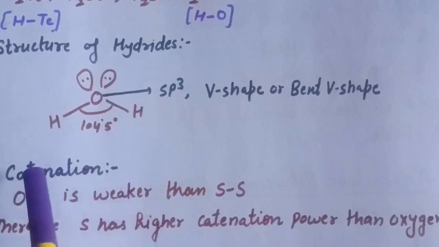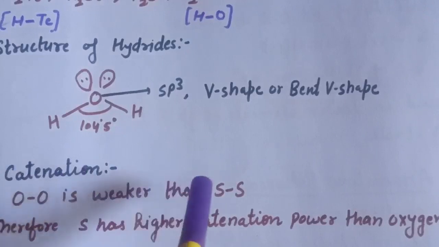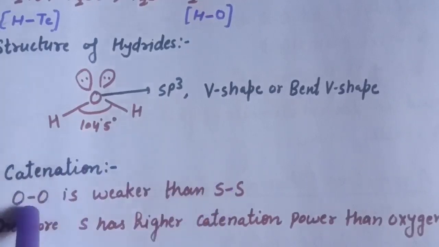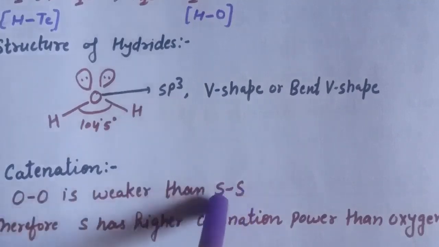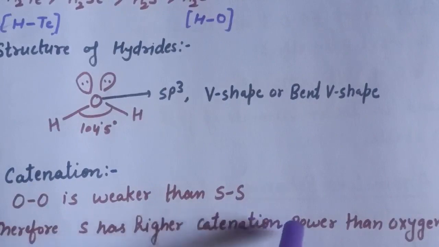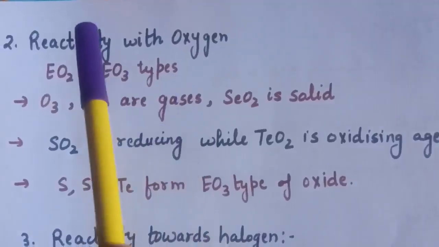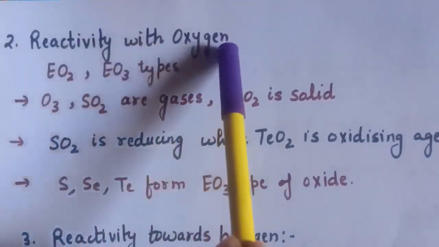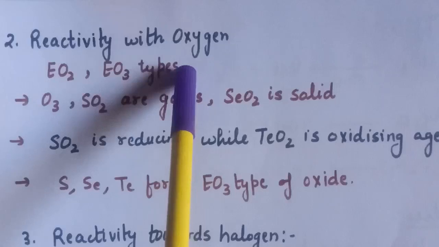Next we have catenation. So the catenation power of oxygen is less than that of sulfur, because the oxygen single bond is weaker as compared to the sulfur single bond, and that is why sulfur has higher catenation power than oxygen. Next property is reactivity with oxygen. So group 16 forms EO2 and EO3 type of oxides.